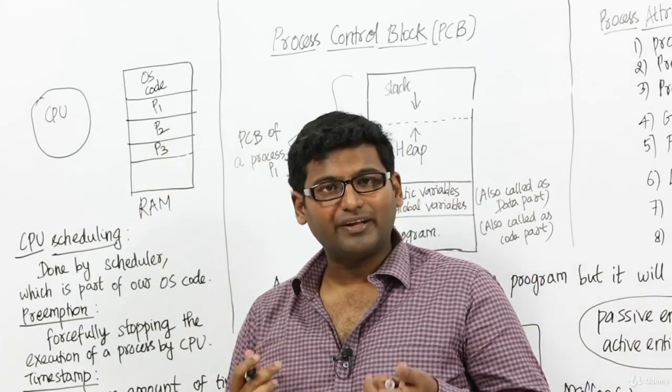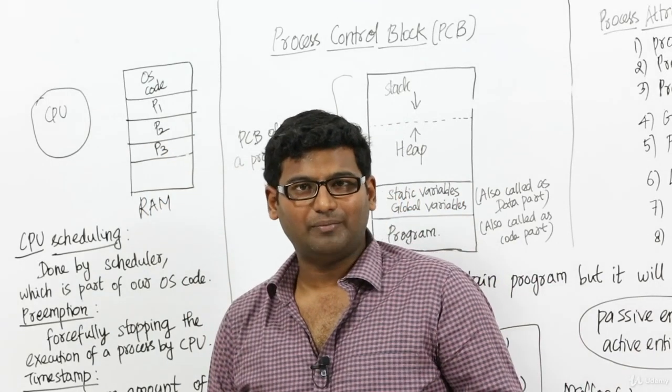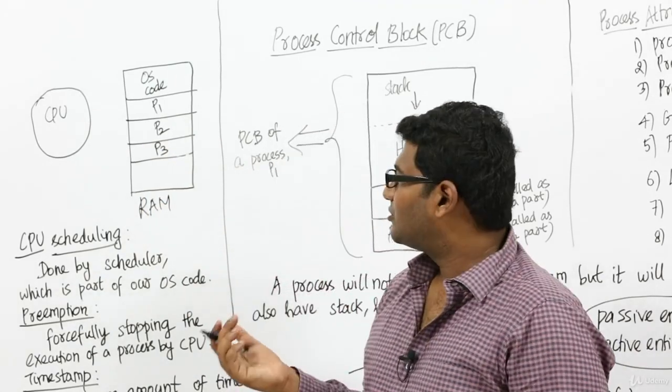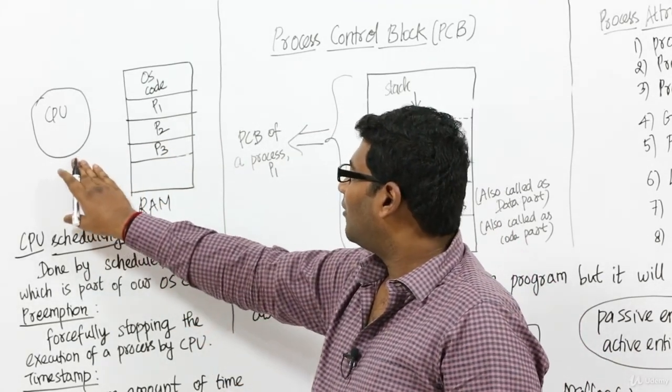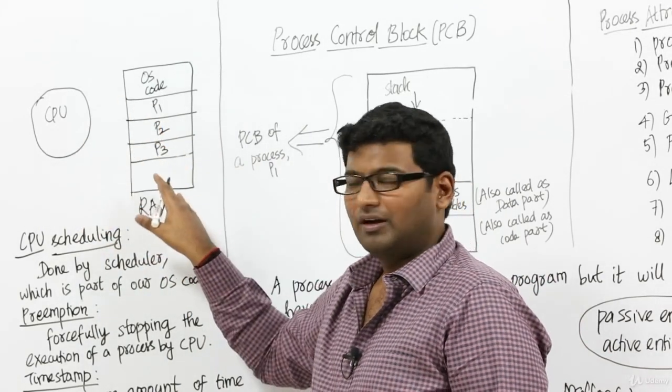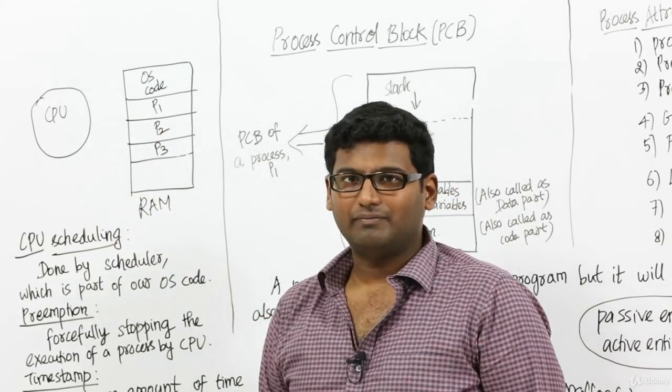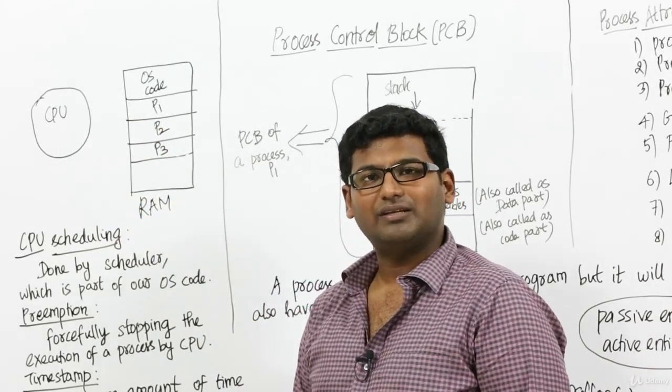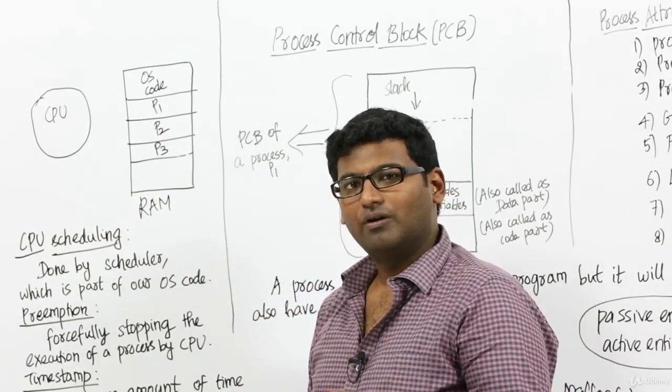That is the main functionality of the OS, right? OS functionality is nothing but resource allocation, which means the resource here is the CPU. Now the CPU has to be given to one of the three processes. Now how is that being done? That is being done by something called our operating system's code.